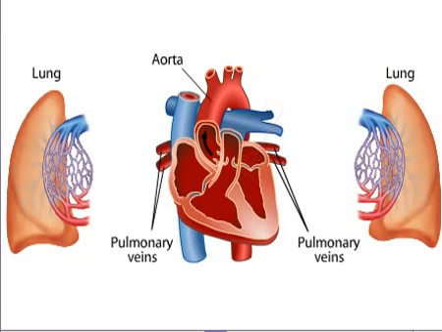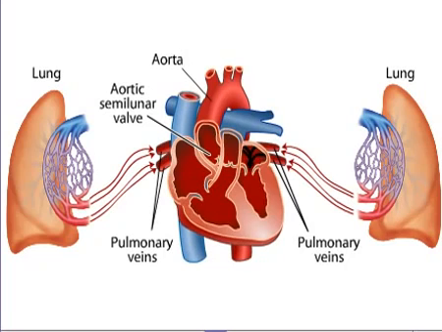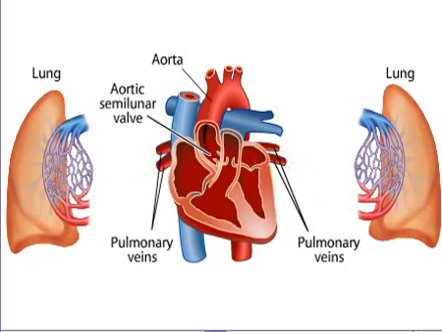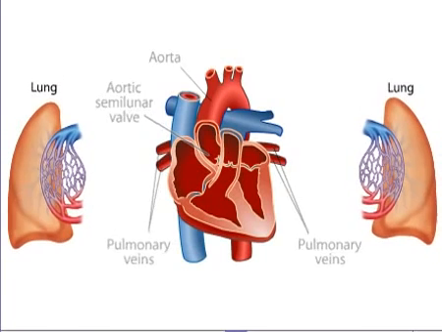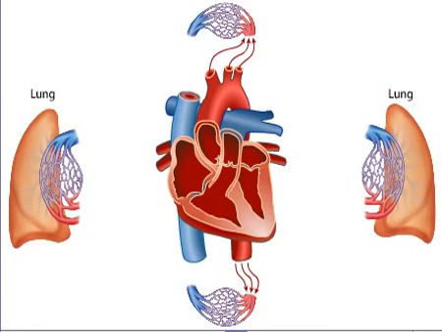The aorta is closed off from the left ventricle by a one-way valve, the aortic semilunar valve. It is oriented to permit the flow of the blood out of the ventricle, but it snaps shut in response to backflow. Many arteries branch from the aorta, carrying oxygen-rich blood to all parts of the body.